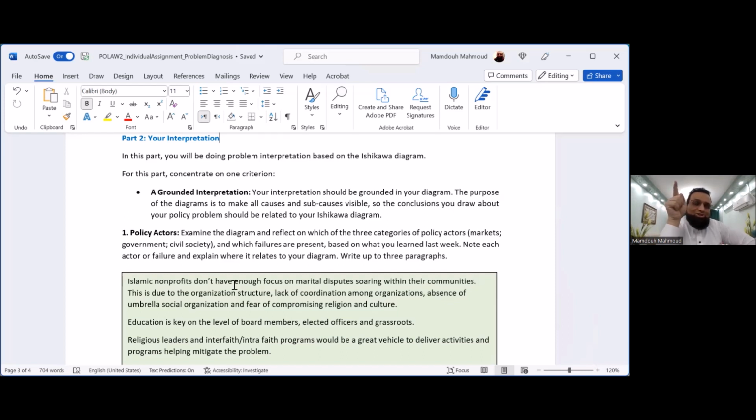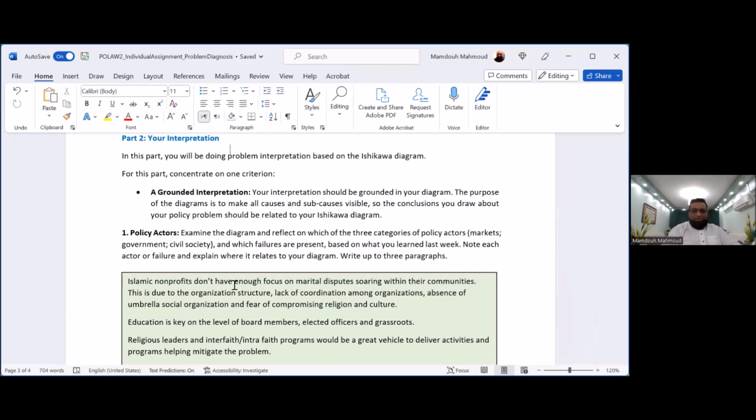See, we wrote the causes, right? Now we have to identify the actors. Okay, so this is the three groups. We have to reflect on which of the three categories of the actors and which failures are present, based on what you learned last week. Note each actor or failure and explain where it relates to your diagram. Write up the 3 paragraphs.